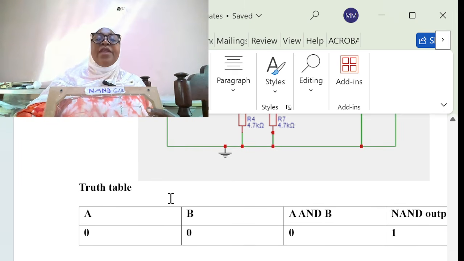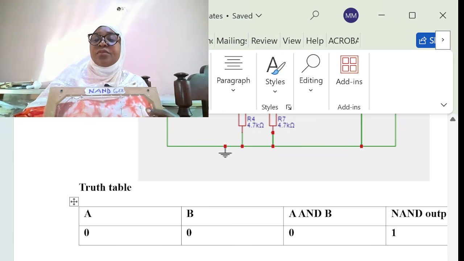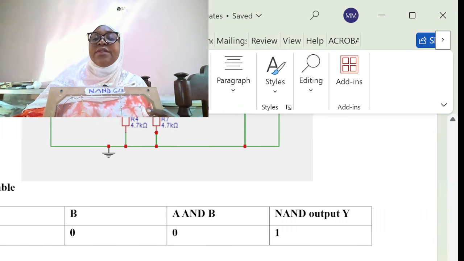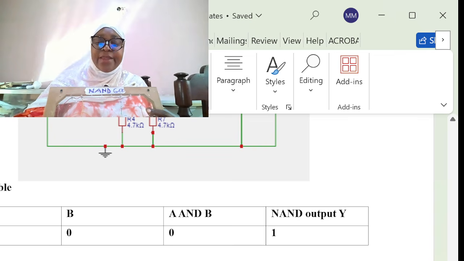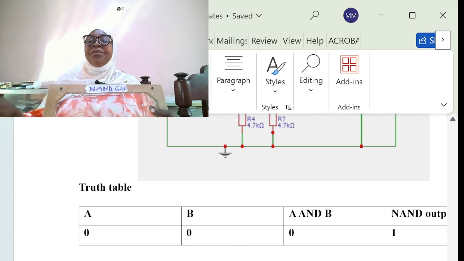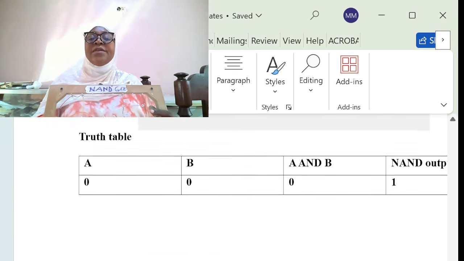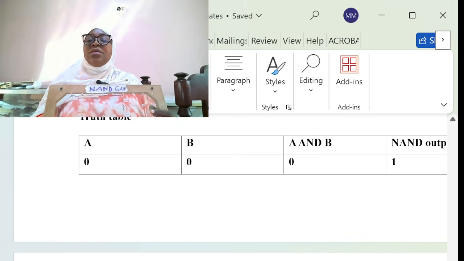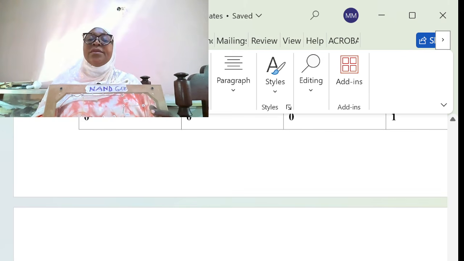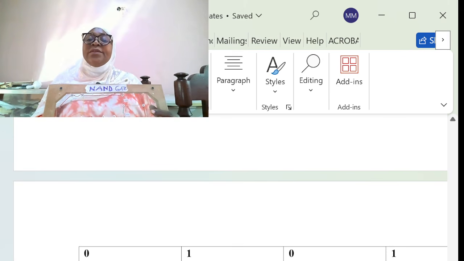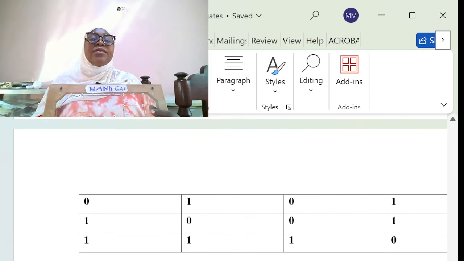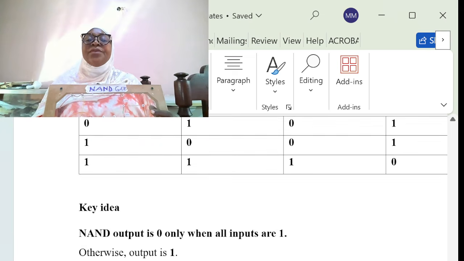The truth table for the NAND gate is as you can see here. 0, 0 is 1. 0, 1 is 1. 1, 0 is 1. 1, 1 is 0.